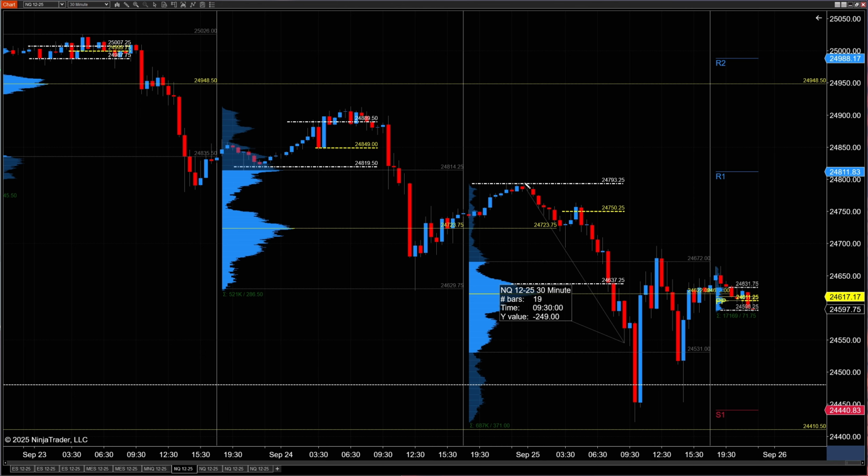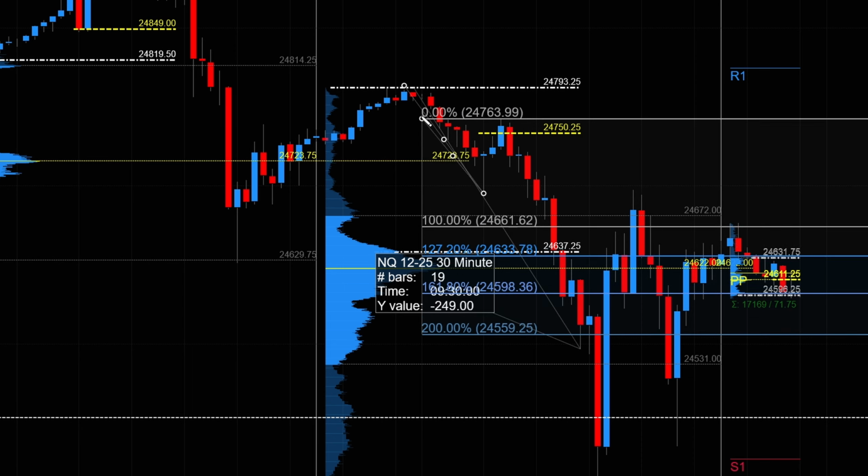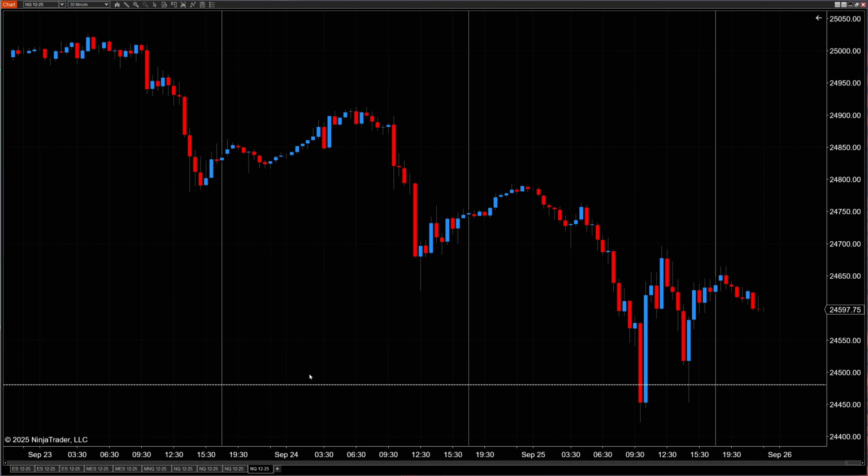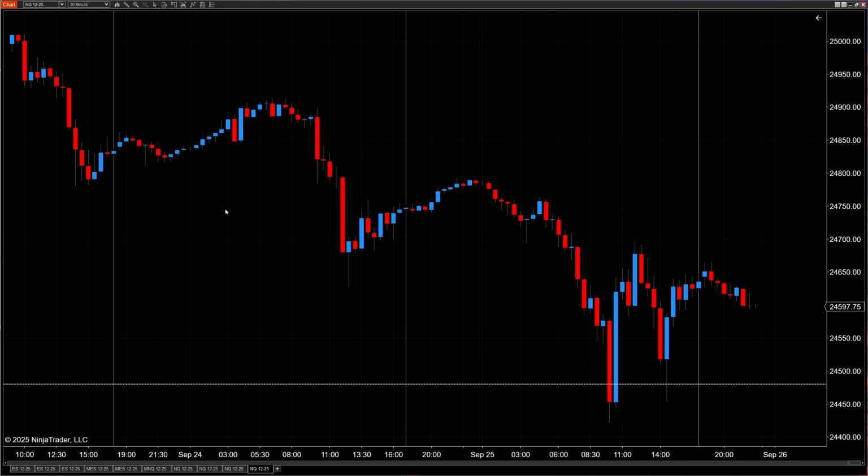Also, if we were to go ahead and draw this out, a little A to B equals C to D pattern, we can see we were well beyond the 100% and even pushed past the 200% A to B equals C to D pattern. Now, since the profile has changed since I was trading this morning, I want to go ahead and throw up a bear chart for the 30-minute chart for the NASDAQ.